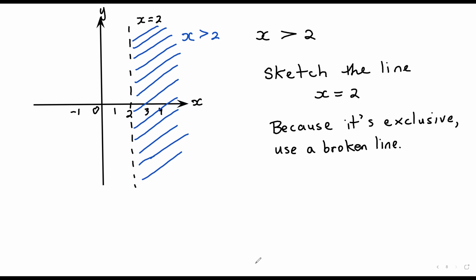Guys, everybody understands? Yes, miss. Perfect. Right? So to show the region that satisfies x is greater than 2, you first have to sketch the line x is equal to 2. Since it's exclusive, since it's just greater than, you will use a broken line, right?